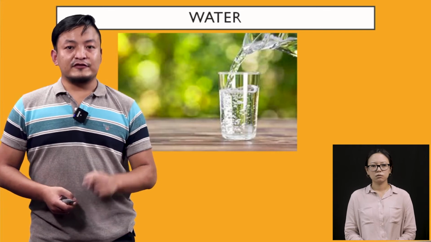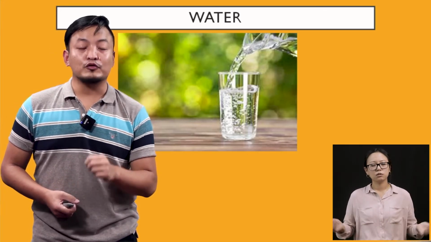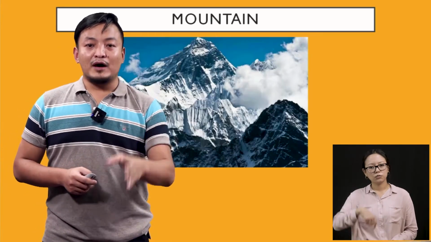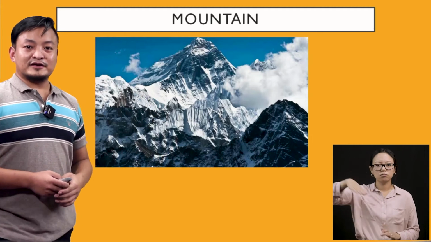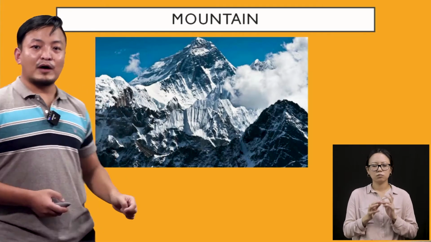So students, the first example about the natural thing we have learned about water. The next example would be mountain. Okay, so for activity, let us spell this together. Okay, this mountain.